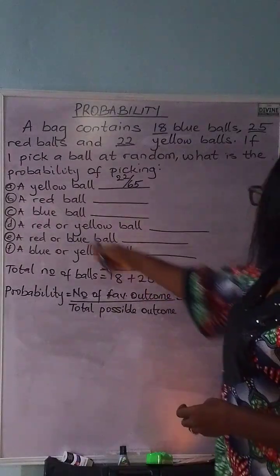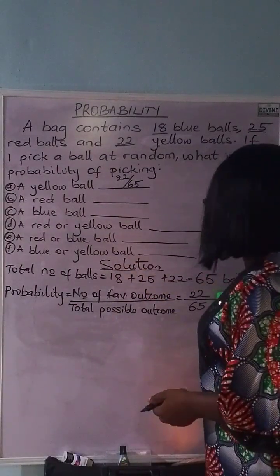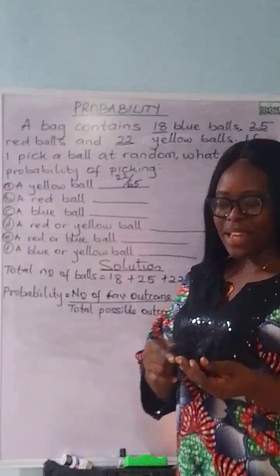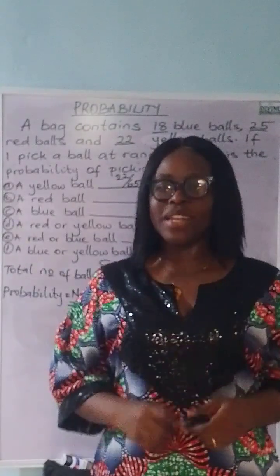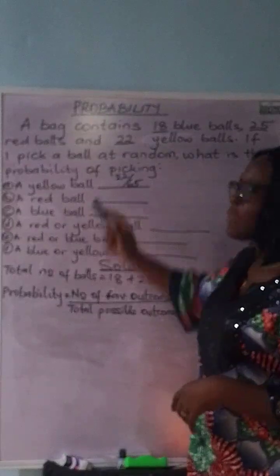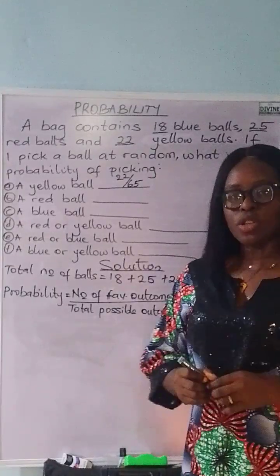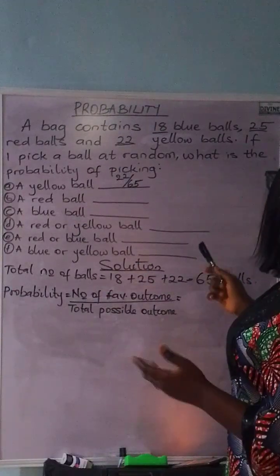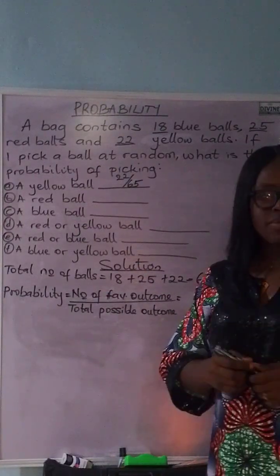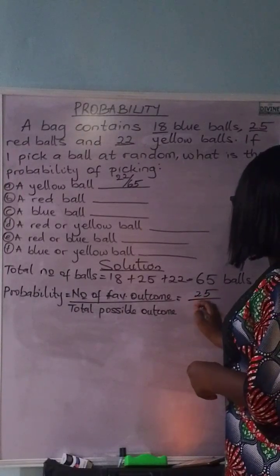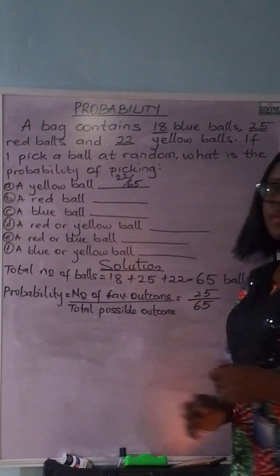Now the second question says, what is the probability of picking a red ball? In my class, I like making learners try something. I have given you an example, I have explained it. Please try to solve this before you look at my solution. So what is the probability of picking a red ball? We have 25 red balls. So it's going to be 25 over 65.